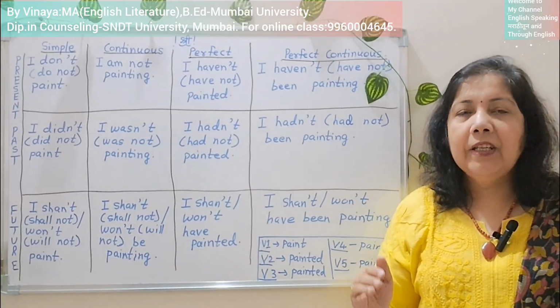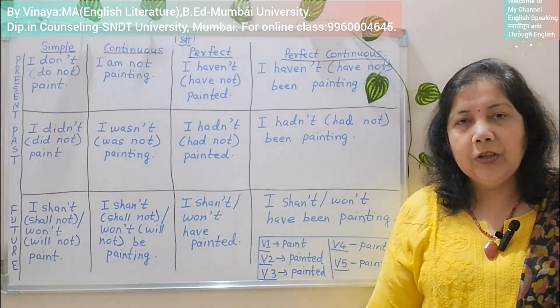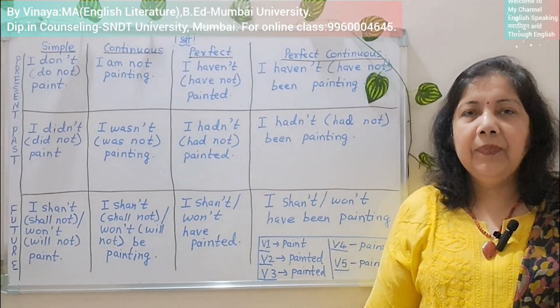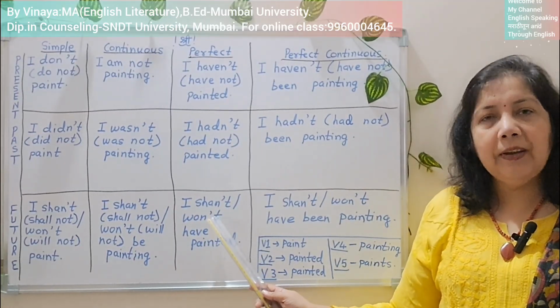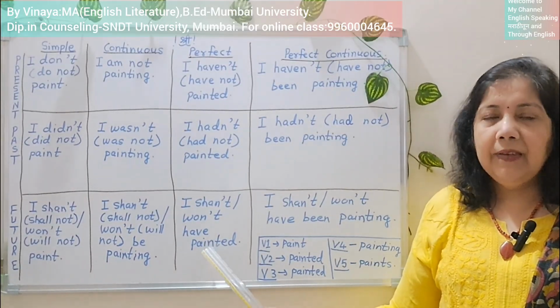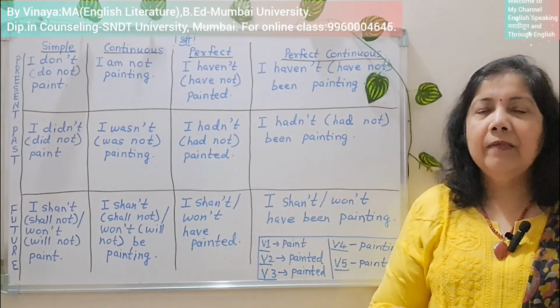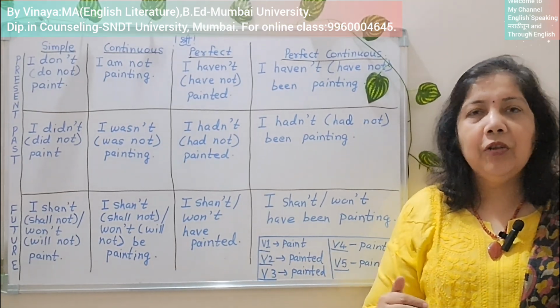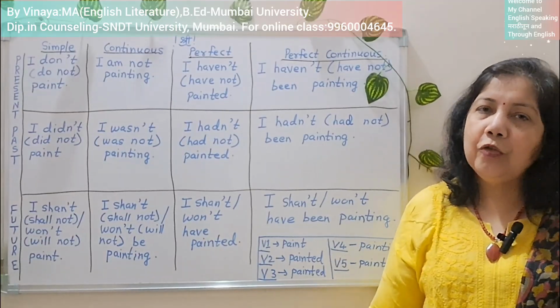Okay. And when to use this tense? When any action is completed in the future by a certain period of time. That time we use this tense. Formula: subject plus shall or will plus not plus have plus V3, past participle. And here it remains have. If the subject is he or she or it, then also have remains have. It does not change to has.